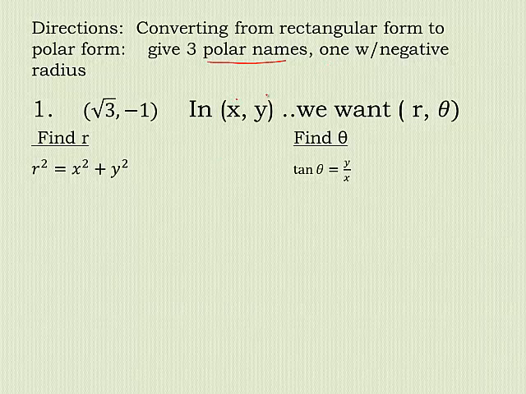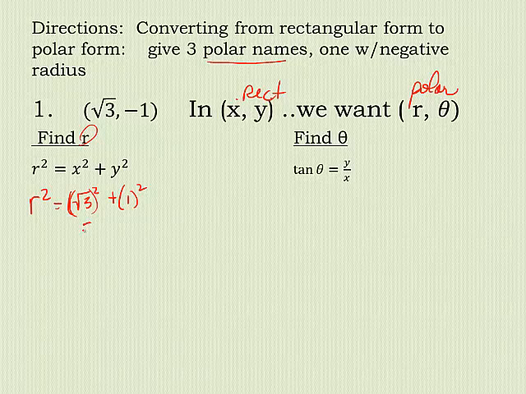So right now it's in XY form, rectangular, right? We want it in polar form, which is radius theta form. So we're going to use these equations to help us convert. First is finding r. r is simply the square root of the x coordinate squared plus the y coordinate squared, and that's r squared. So the square root of 3 squared plus 1 squared. Hopefully you know that's 3 plus 1, which is 4. So r squared is 4. That means r is plus or minus 2, because the radius can be positive or negative.